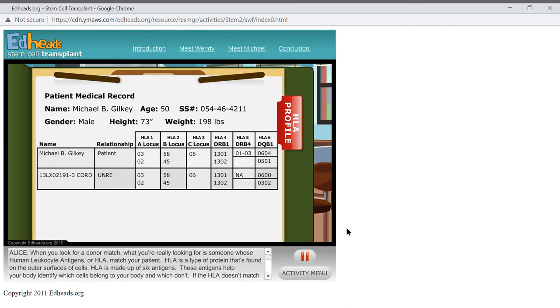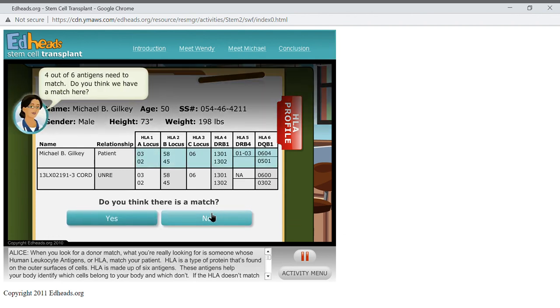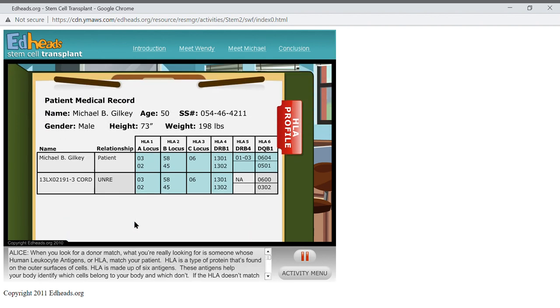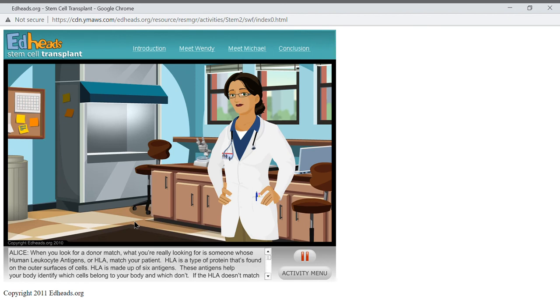Look at the antigens. Remember, 4 out of 6 antigens need to match. Do you think we have a match here? Excellent. I'm so glad someone decided to donate cord blood. This is the difference between life and death for Michael.